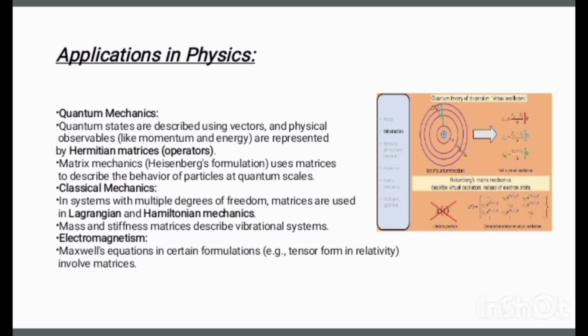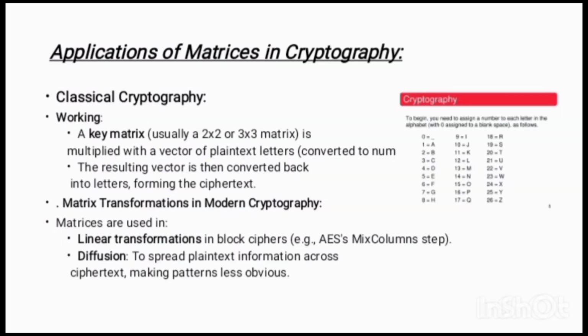Classical mechanics. In systems with multiple degrees of freedom, matrices are used in Lagrangian and Hamiltonian mechanics. Mass and stiffness matrices describe vibrational systems. Electromagnetism. Maxwell's equations in certain formulations, like tensor form in relativity, involve matrices.